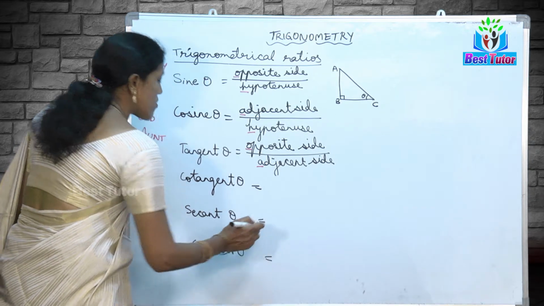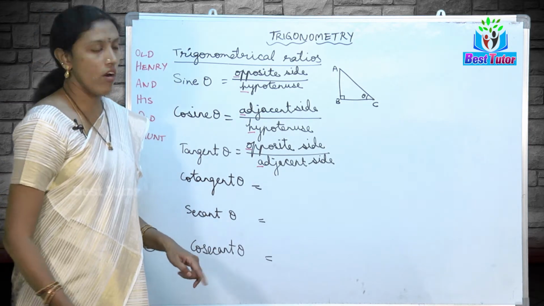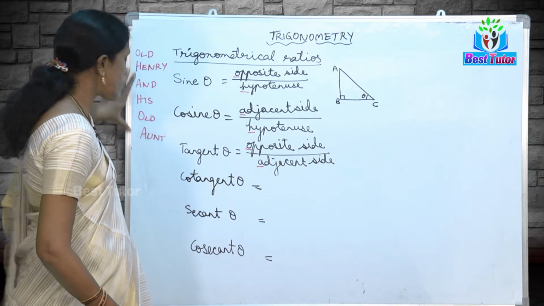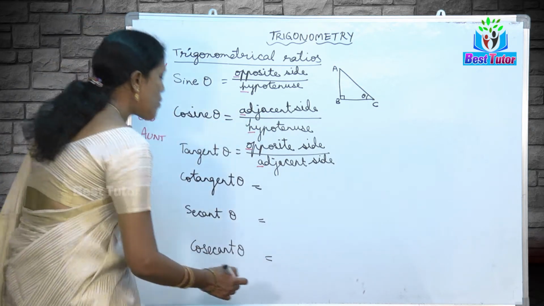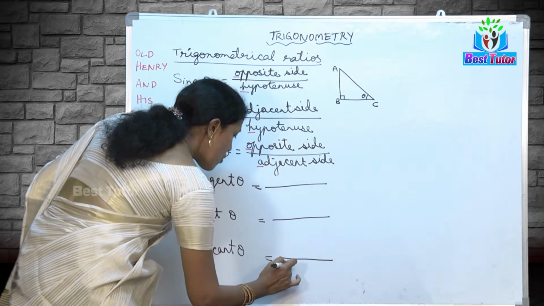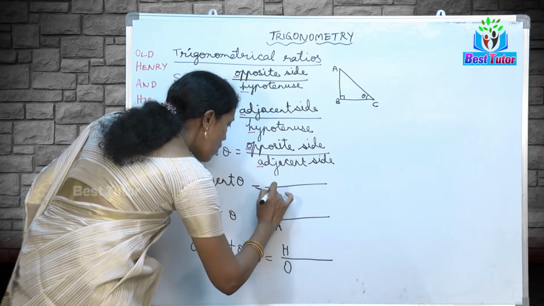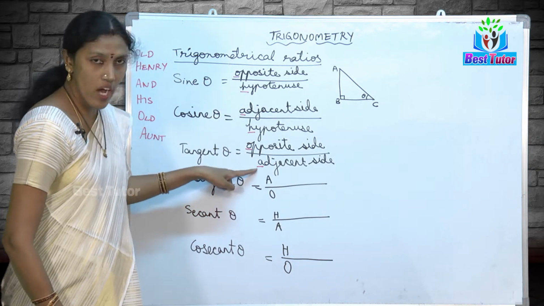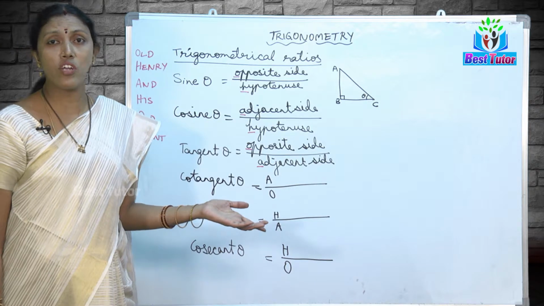What will be the definitions of these? I will give you the same mnemonic but write it in the reverse order. Old Henry and his old aunt. We have followed this same old sentence in the correct order, then we are going to follow it in upside down order. How is it going to be? Everything is a ratio. Old Henry and his old aunt, right? Now it's very simple for us to remember that, right?